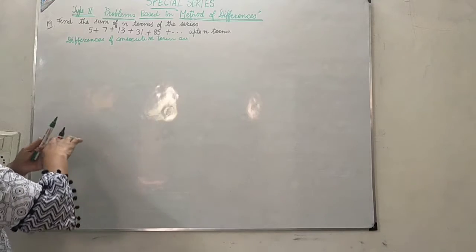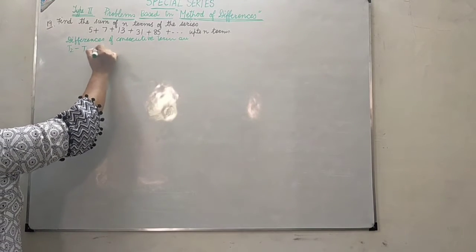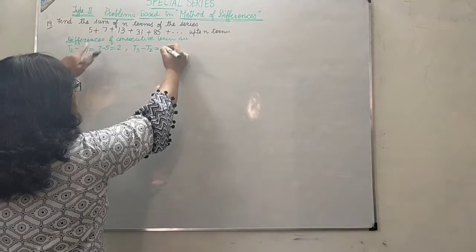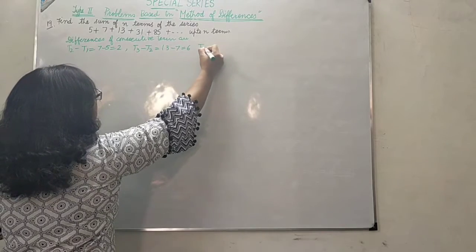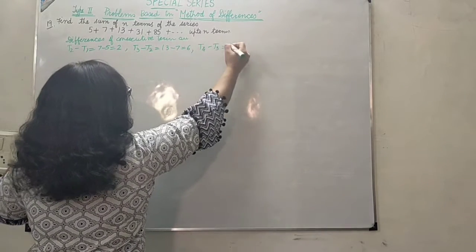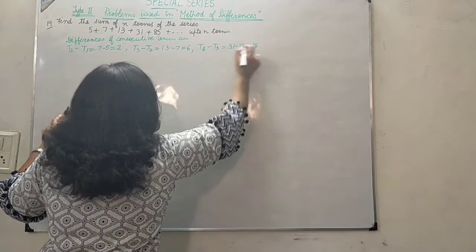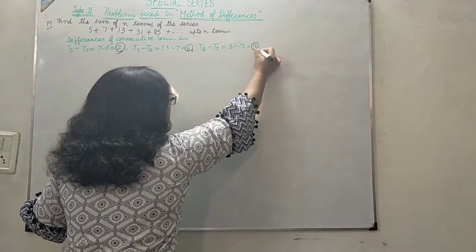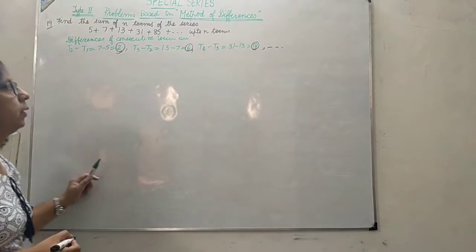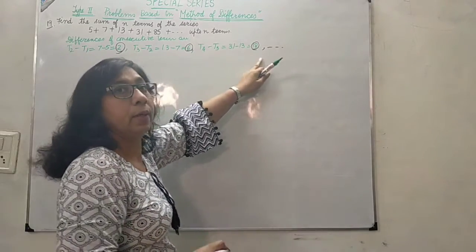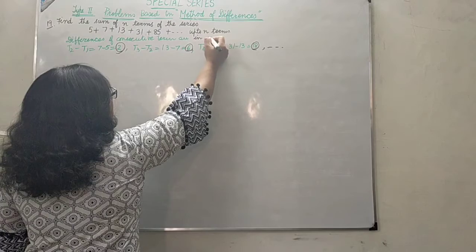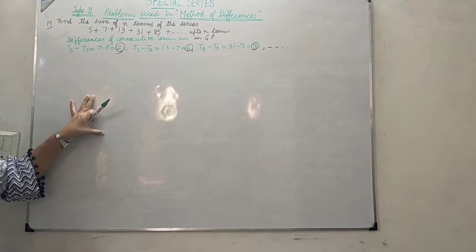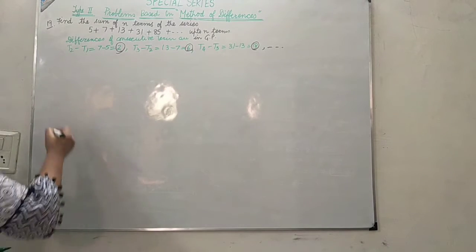If I take the terms as t2 minus t1, that is 7 minus 5, 2, then t3 minus t2, consecutive terms difference, 13 minus 7 as 6, and then t4 minus t3, that gives you 31 minus 13 as 18. Now these differences of consecutive terms are 2, then 6, then 18, and so on. These are not forming an AP, these are forming a GP. So what will we do? We will follow the same pattern and apply the GP formula over here.